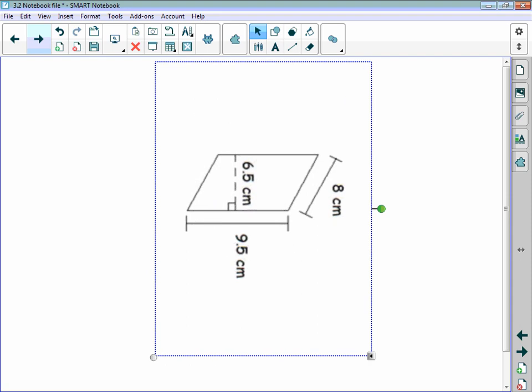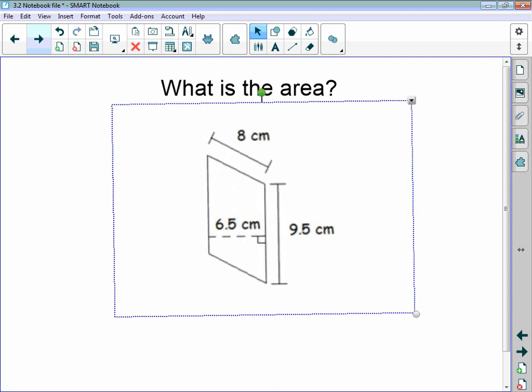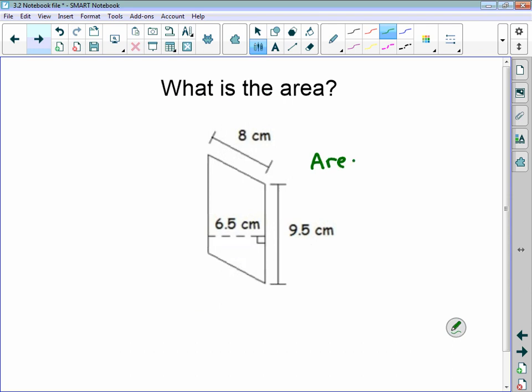But as I turn it sideways, now we see, yeah, 6.5 centimeters. Looked at this way, 6.5 centimeters is the height of the parallelogram, and 9.5 centimeters is the base. But they don't always have to be drawn that way or labeled that way. So even here, we would say that the area is equal to base times by height.